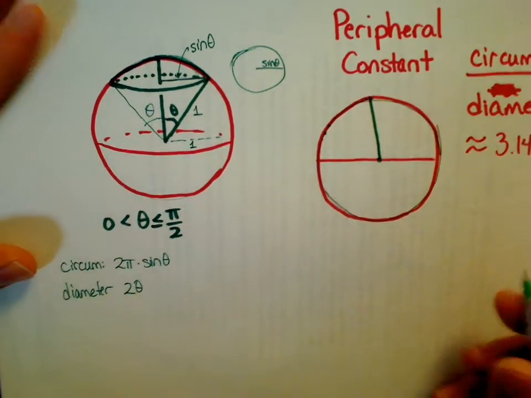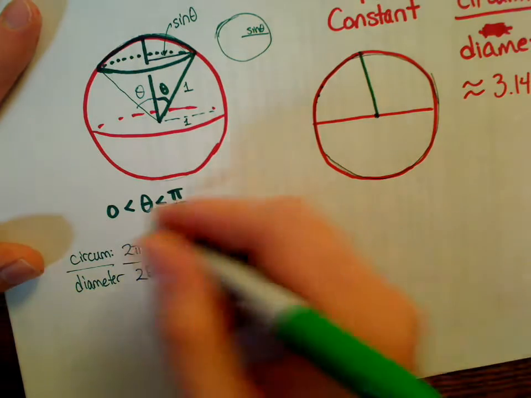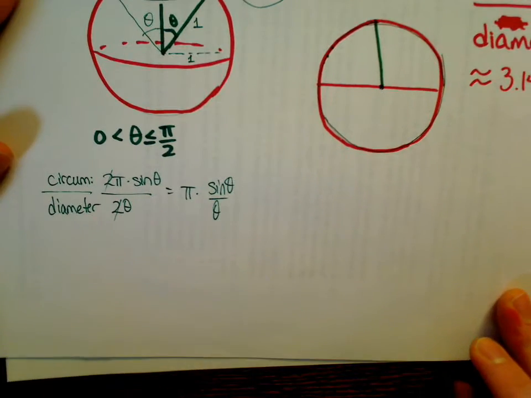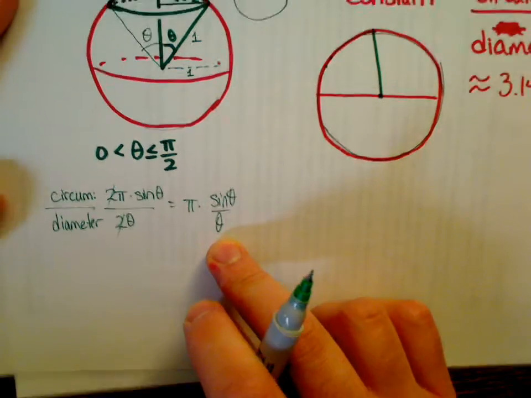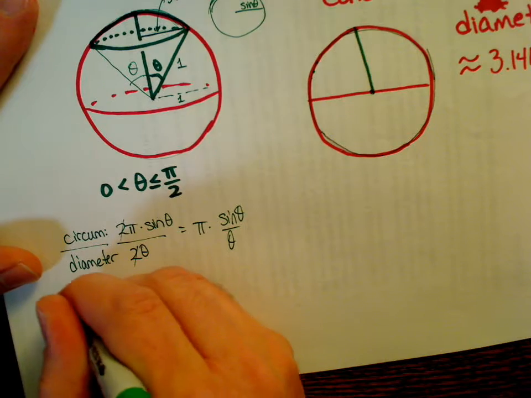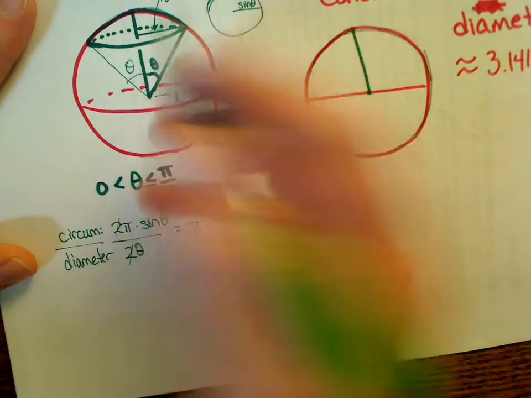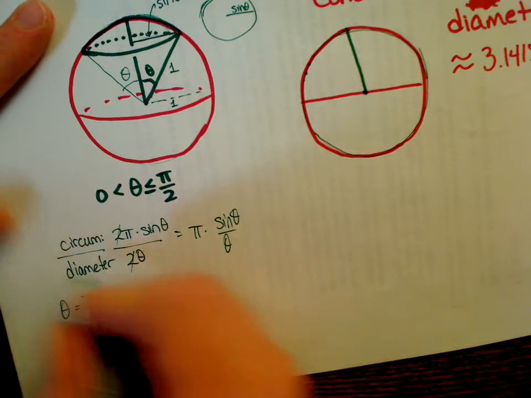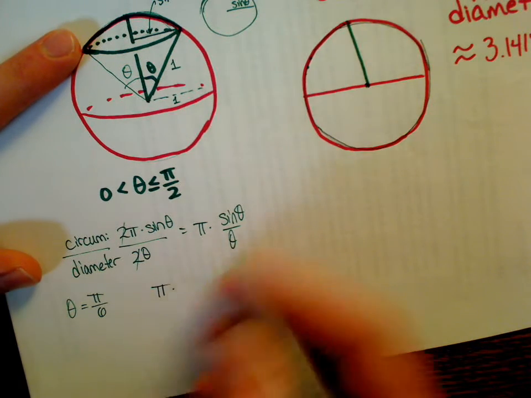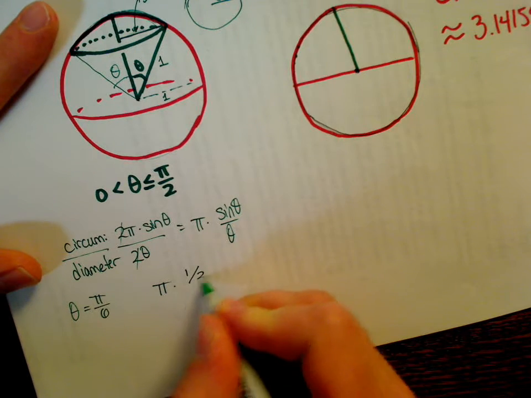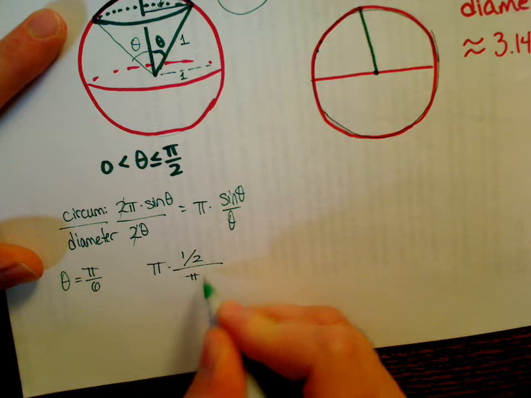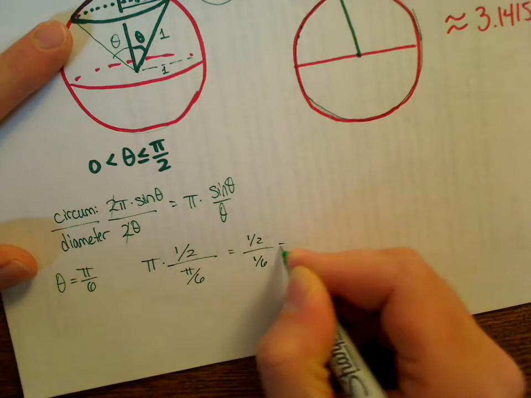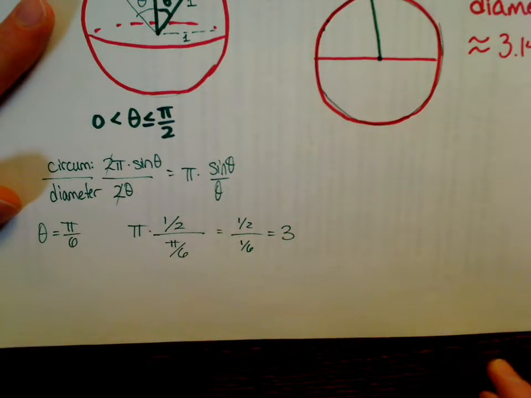All right, so circumference divided by diameter is going to be pi times sine of theta over theta, which isn't 1. It could be all sorts of things. So, for example, if we're looking at the line of latitude that is 30 degrees up toward the top, that's theta equals pi over 6. And so then this ratio is going to end up being pi times sine of pi over 6, which is 1/2, over pi over 6. That's 1/2 divided by 1/6. There are 3/6 in a 1/2. That means pi is 3.